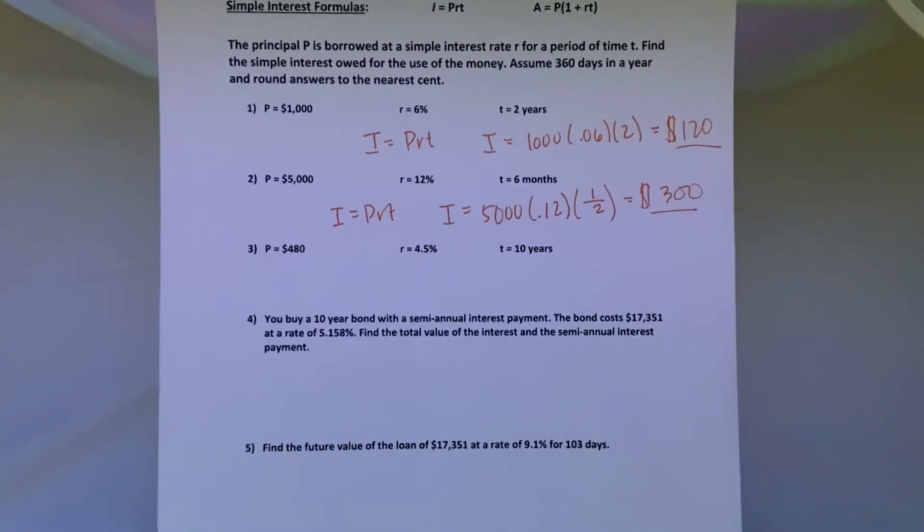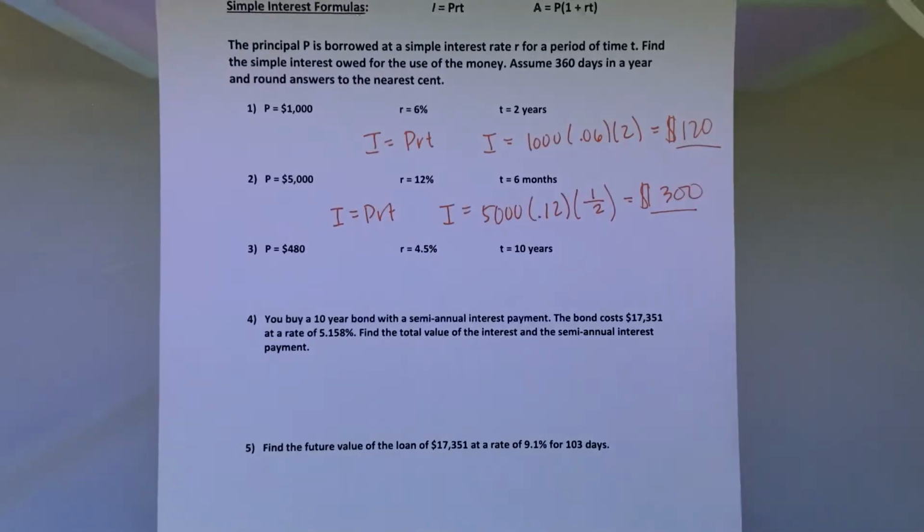Okay, so you buy a 10-year bond with semi-annual interest payments. The bond costs $17,351 at a rate of 5.158%. Find the total value of the interest and the semi-annual interest payment. So you bought a bond for $17,351 and the bank pays you back. To find the total value of the interest, let's see how much interest payment you're getting each time.